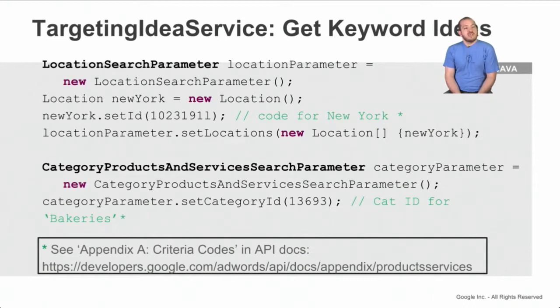You can also set the location parameter. So you can set the location to New York in this case. And you can also set a category products and services parameter. So if you actually know ahead of time what predefined AdWords category this business falls into, you can set it here to make sure you get unambiguous keyword ideas related to just that product and services category. You can see Appendix A in the developer help documentation for a full list of category IDs and categories supported by the AdWords API. So you would set that here based on the ID. The ID in this example, 13691, is for bakeries.